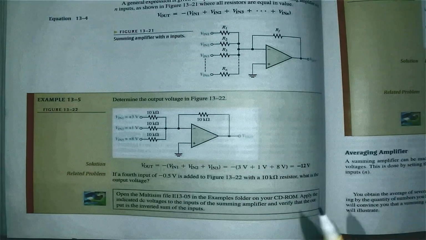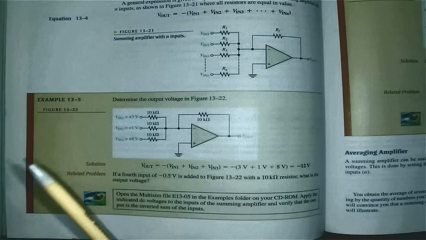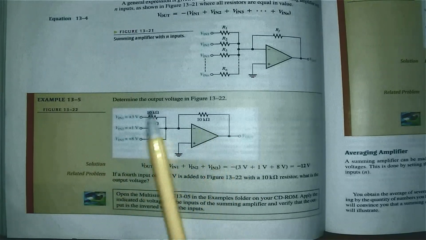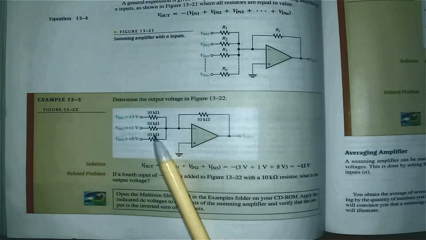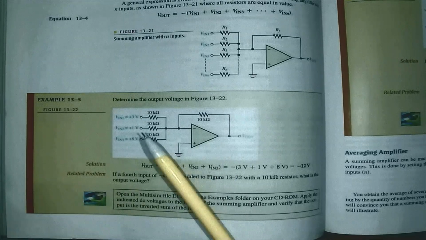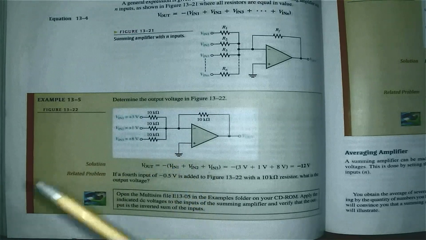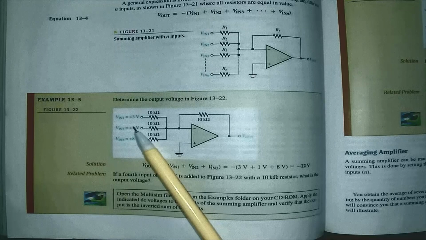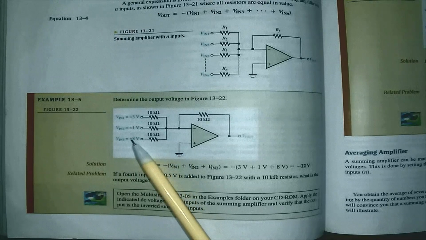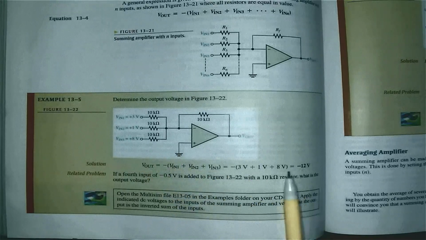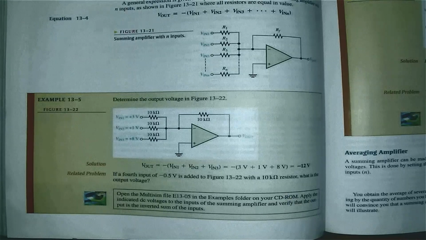Let's have a look at example 13.2. Here you can see I have a unity gain, 10K, 10K, 10K, 10K. All of them are equal. 3 volts, 1 volt, 8 volts. That means 3 plus 1 will give me 4. 4 plus 8 will give me 12. That means the output voltage will be minus 12 volts. All right. That means we add those voltages together.